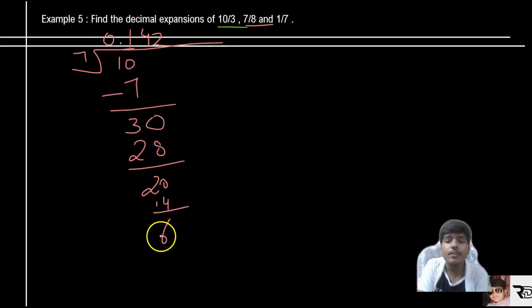Again I'll put a 0 and continue with that. So 7 into 8 gives me 56, so I'll use that particular multiple. 60 minus 56 is again 4. I'll use this 0 over here. 7 into 5 is 35.